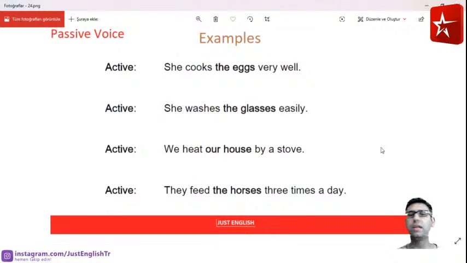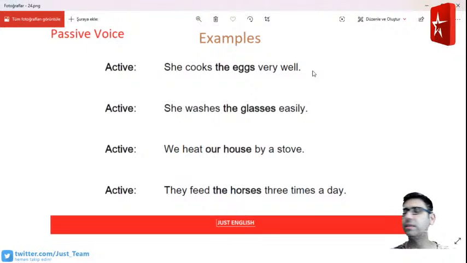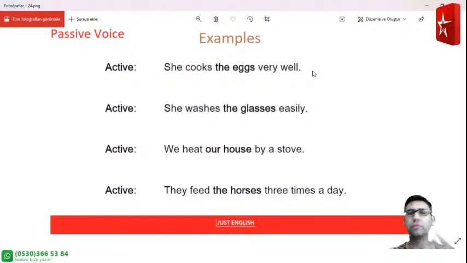Let's see the examples. Now, on the screen, you're seeing the active sentences. She cooks the eggs very well. You can always repeat after me, so you can check your own pronunciation. She cooks the eggs very well. She washes the glasses easily. We heat our house by a stove. They feed the horses 3 times a day. Okay, these are active, right?